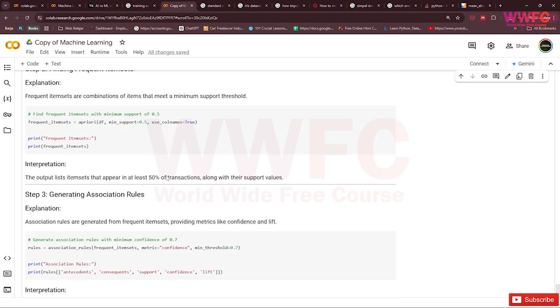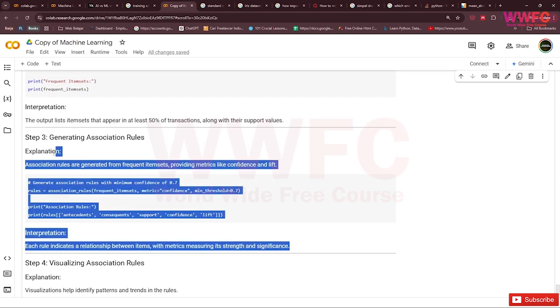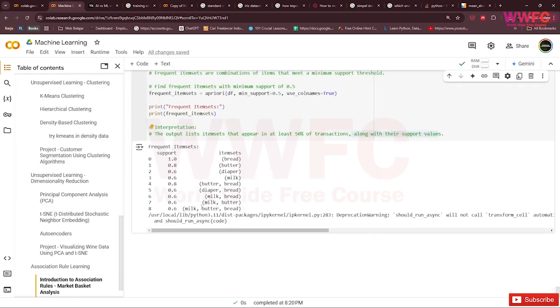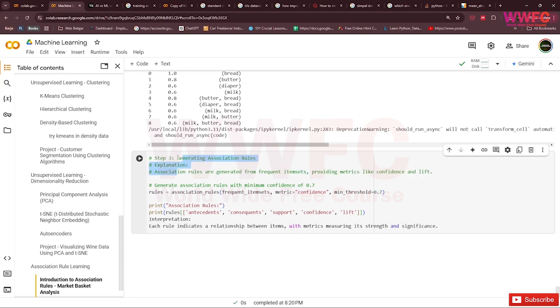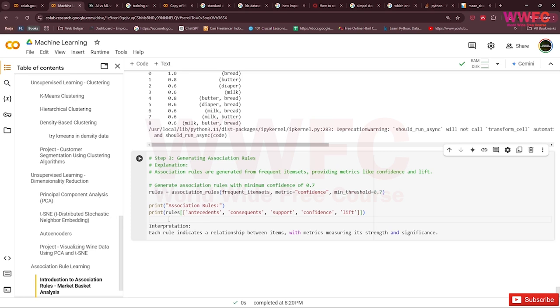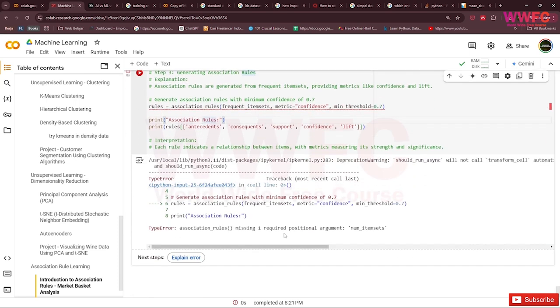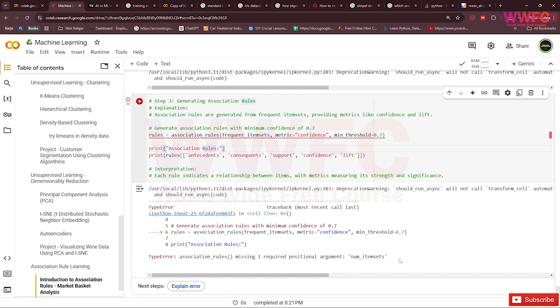Next we go to generating association rules. Association rules are generated from frequent item sets, providing metrics like confidence and lift. So we generate association rules with a minimum confidence of 0.7, which is the threshold. So we want to print the association rules.